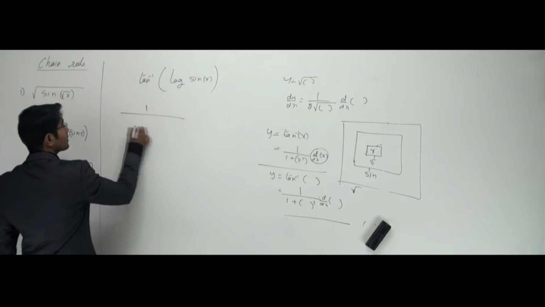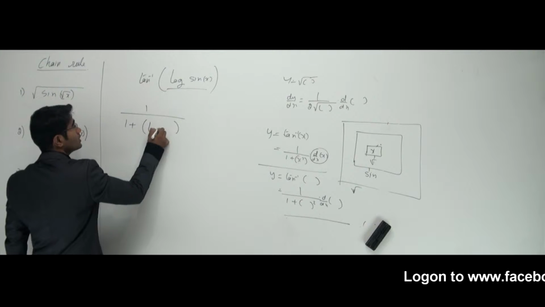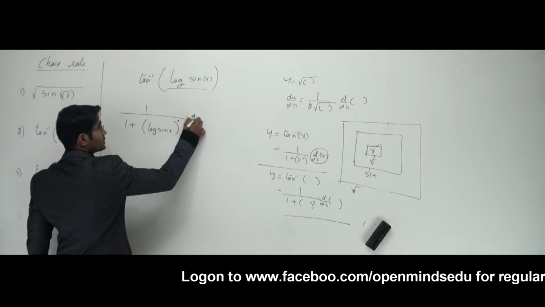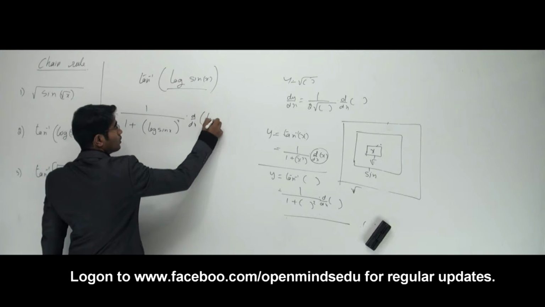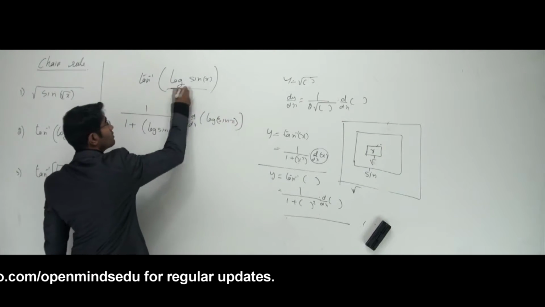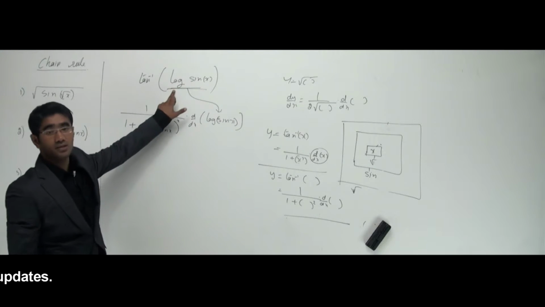So 1 by 1 plus whatever is inside would come, like log of sine x whole square, correct? Into differentiation of log of sine x. All right, that's it. So whatever inside, I need to still work on it. I broke the first wall. Who's the next wall? It's a log wall.